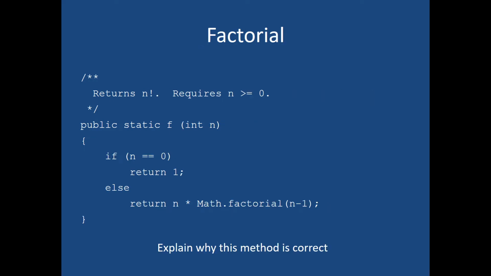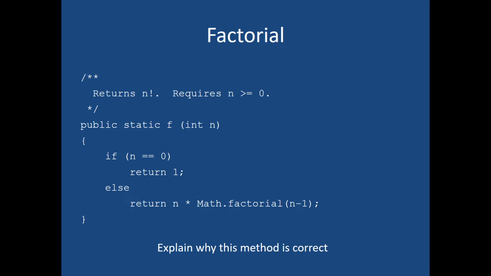Okay? Now, here's some code that's supposed to compute factorial. Now, I wasn't very good at putting return types in. It should say public static int f. And it says it returns n factorial as long as n is greater than or equal to 0. So it says if n is 0, return 1. That's the right answer when n is 0. Otherwise, it returns n times math.factorial of n minus 1. So let's imagine there's a factorial method in the math class in Java. Okay? So someone explain to me why this works.